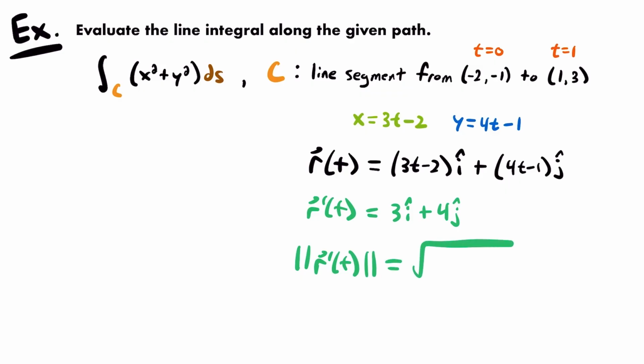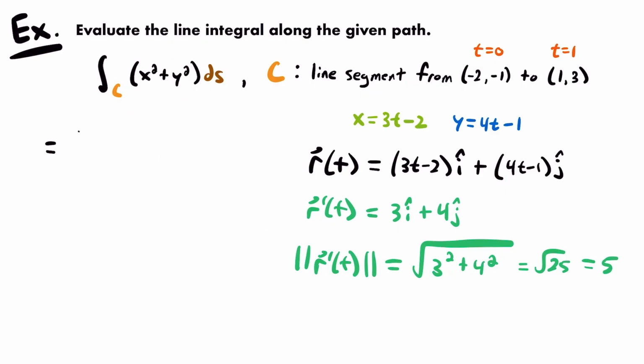We had a very similar magnitude in the first example of this video. You'll have 3 squared plus 4 squared, which is 9 plus 16, which is 25. So this is equal to the square root of 25, which is 5. And so now we have everything we need to evaluate this line integral. So let's set it up.